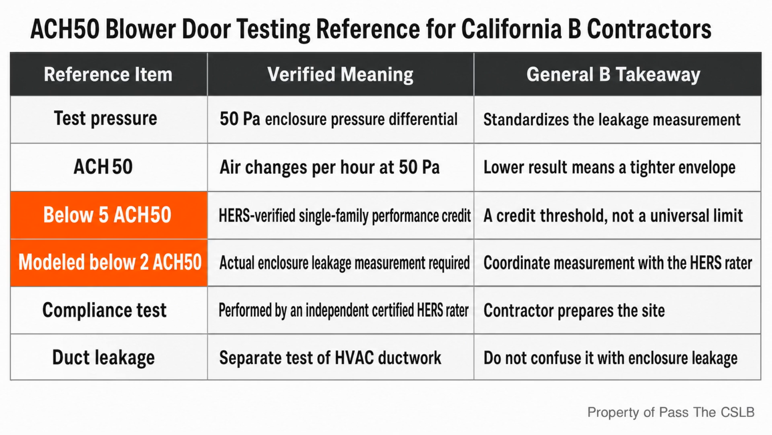Finally, keep the roles clear. The Certified Independent Home Energy Rating System Rater performs and certifies the compliance test. The General B contractor coordinates the trades, prepares the site, corrects envelope defects, and protects the sequence before work is concealed.